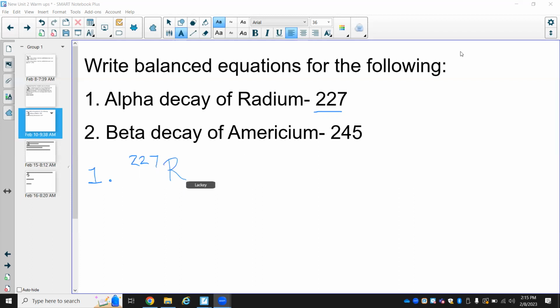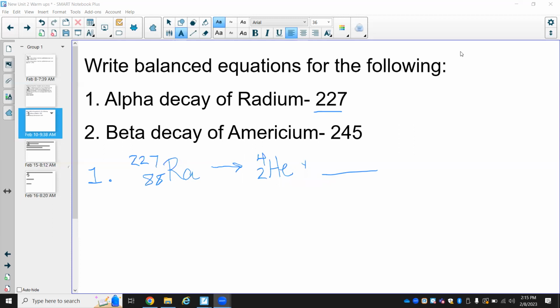And be careful because there are some elements that have similar names. So make sure that you pick the correct one. So radium is 88 and it goes through alpha decay. So that means it gives off an alpha particle, that 42He. And we're looking for what is left over.